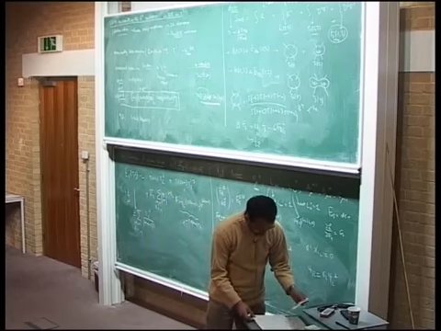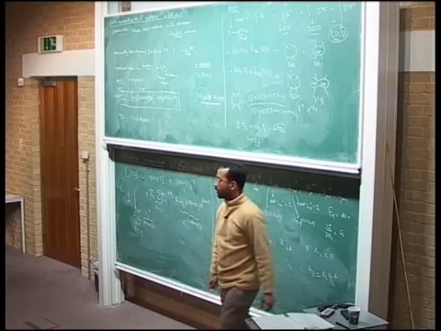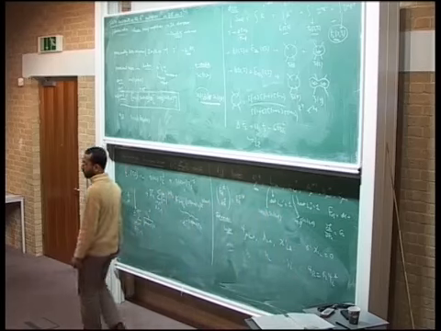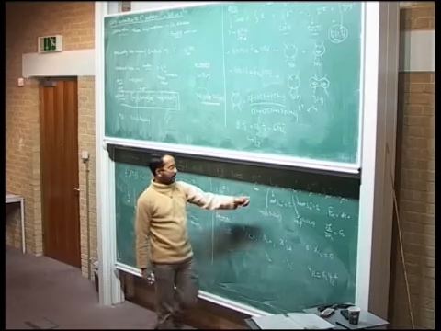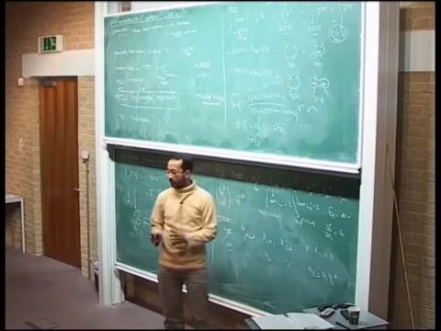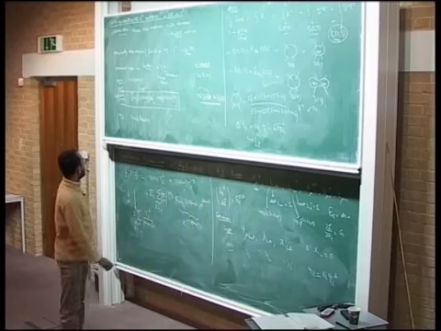Now what I want to do is to make contact with the field content of type 2B string theory on T2, because right now this is a little bit more abstract, and I want to really see how these moduli are encoded in the geometry of the T2.